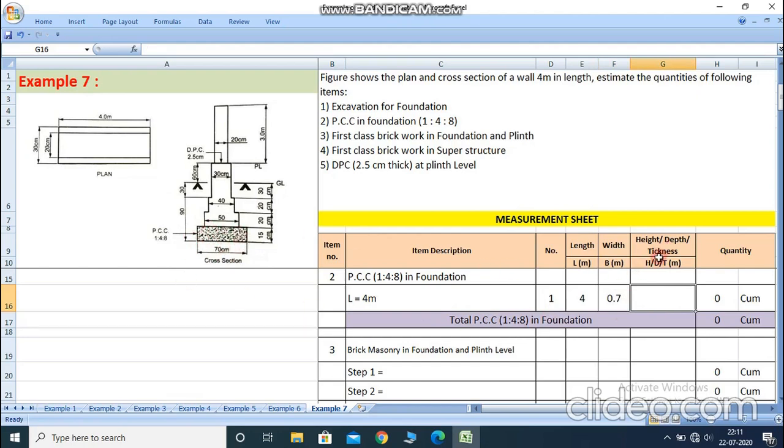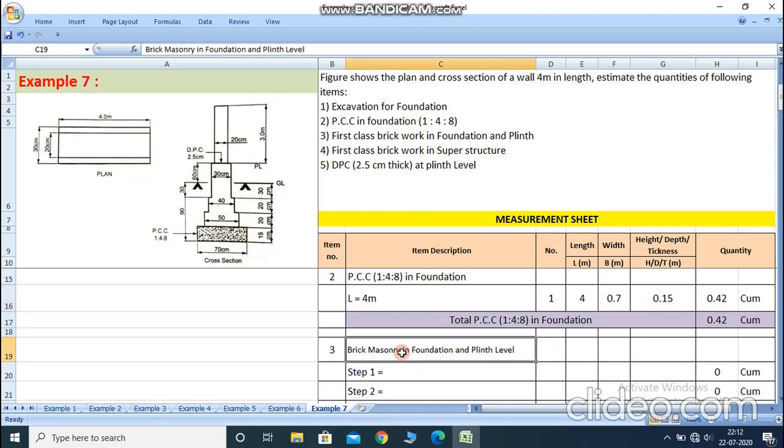Then the thickness of the PCC work is already given in the cross section. 15 centimeter is given as the PCC thickness, which converted into meter is 0.15. So the multiplication of 1 times 4 times 0.7 times 0.15 gives 0.42 cubic meter, the answer for the PCC work in foundation.